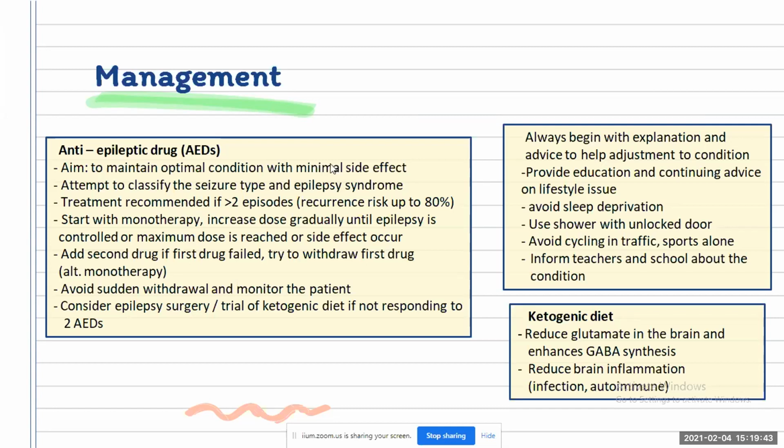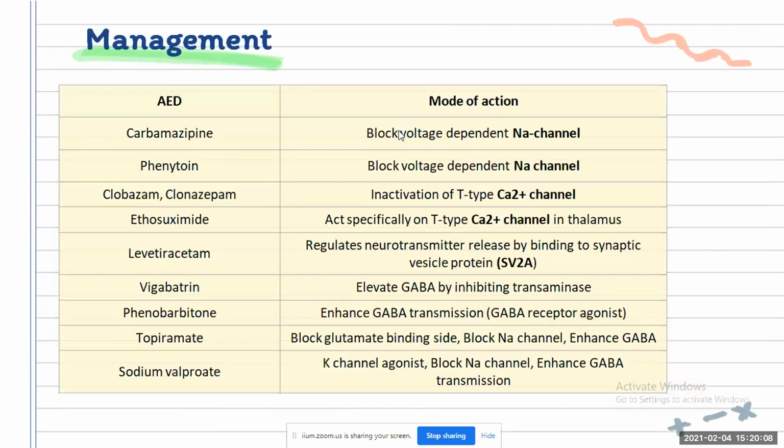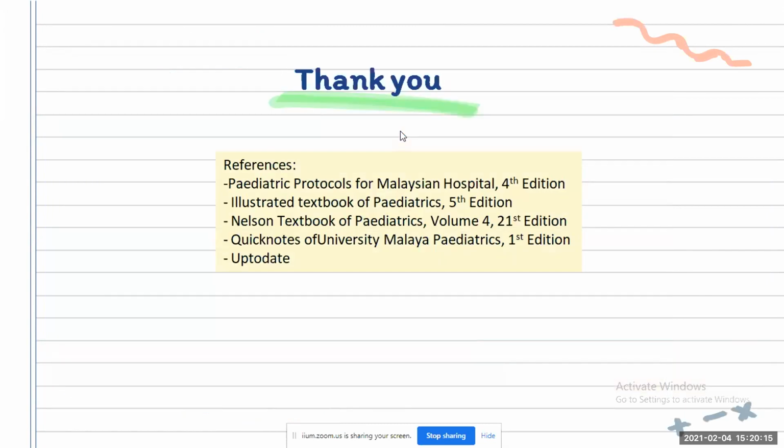For the others, we can give advice on lifestyle. We can ask the patient to avoid any sleep deprivation, use the shower with an unlocked door, avoid any activities alone, and inform the teachers and the school about the condition. Okay, this is the list of the anti-epileptic drugs. So I think that's all from me. Is there any part that you want me to clarify or anything else?